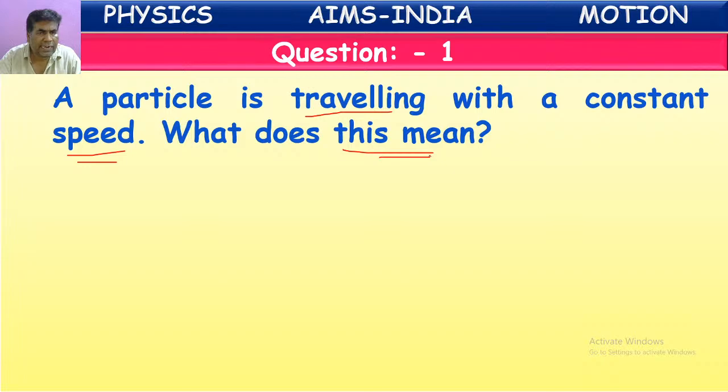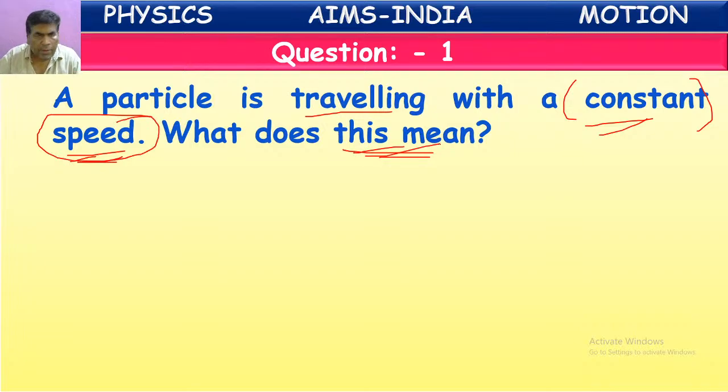If you write the correct answer, 4 marks you will get. If you write a wrong answer, -1 mark you will get. So that's why check out the question carefully. A particle is traveling with a constant speed. What is the meaning of constant? Same speed, uniform speed. Means speed is not changing.